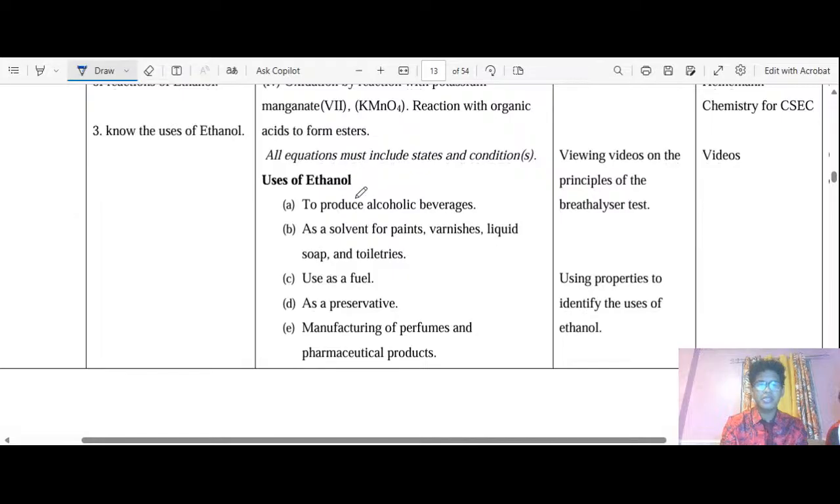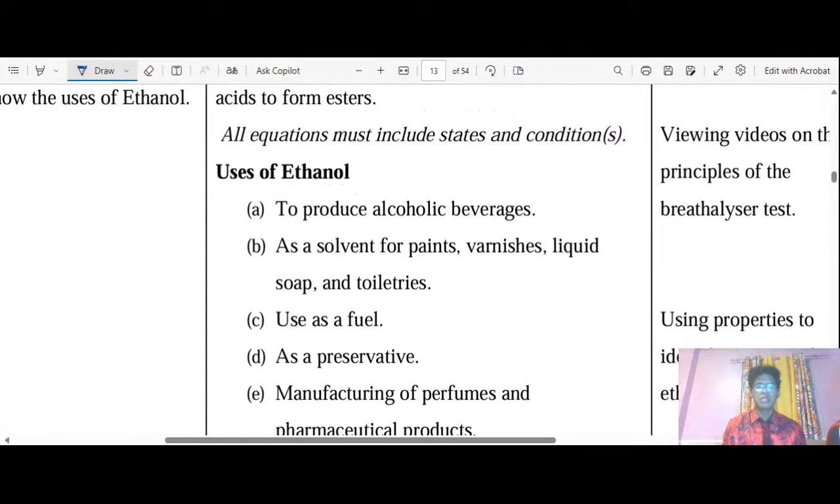So let's look at some of the uses of ethanol: to produce alcoholic beverages, as a solvent for paint, varnish, liquid soap, and toiletries. We use ethanol as a preservative, and we even use it in medical settings, for pharmaceutical products such as painkillers, and to destroy bacteria in cases of a cut or a sprain or something of the sort.